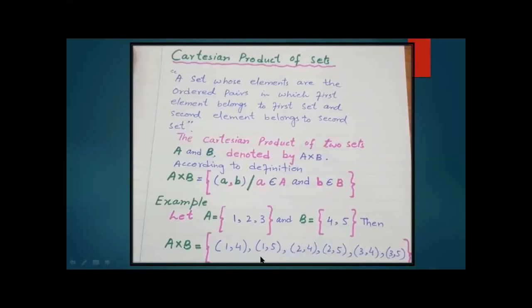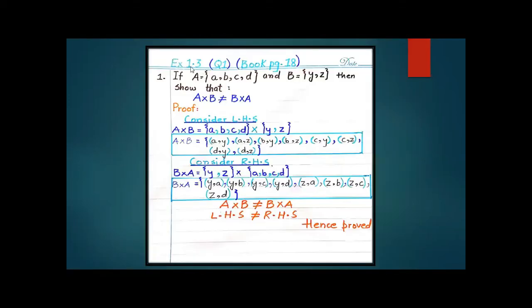Is that clear? Now, this is the question. Exercise 1.3, question number 1, book page number 18. If set A contains elements a, b, c, d and set B contains elements y and z, then you have to show that A multiplied by B is not equal to B multiplied by A.